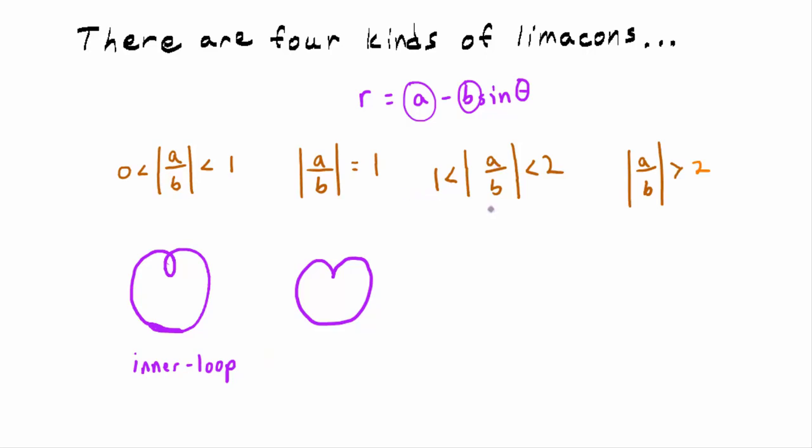Now, what happens if the absolute value of A divided by B gets even bigger and is between 1 and 2? Then the cusp flattens out to a dimple, and it looks like a lima bean. Maybe that's why we call them limacons, or it just has the same root word. It does look like a lima bean. It would get a little dimple instead of a cusp, and it would be very smooth.